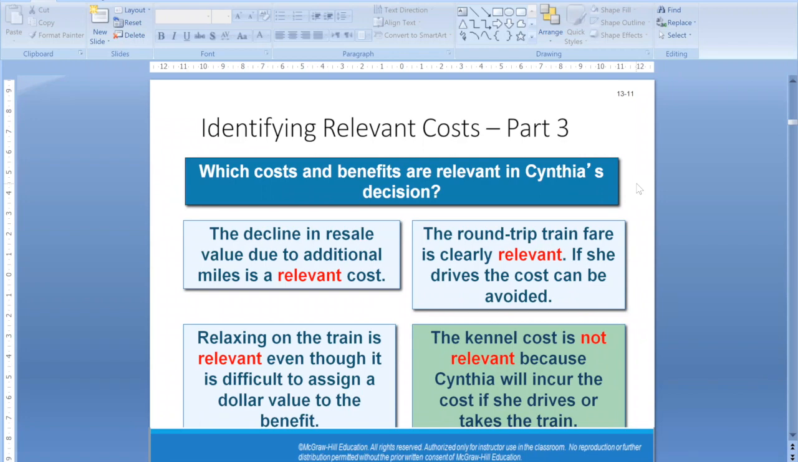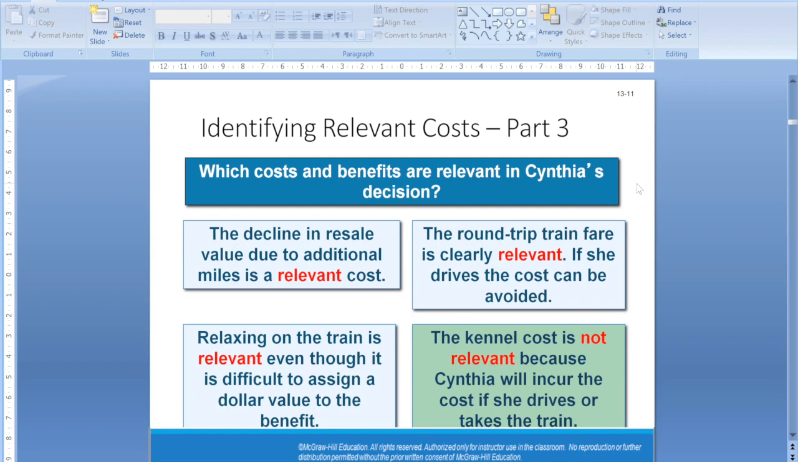The round trip ticket, is it relevant? Definitely yes. The round trip ticket or train fare is clearly relevant. If she drives, the cost can be avoided. If I use my car, I will not pay the train ticket, which means it is relevant. Relaxing in the train is relevant, but it cannot be measured, which means I will not consider it in my decision. It is difficult to assign a dollar value to this benefit, which means I cannot estimate this amount.